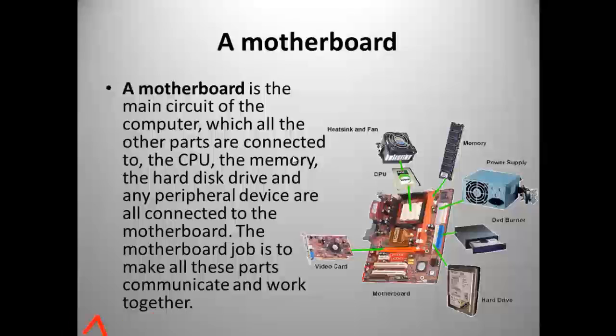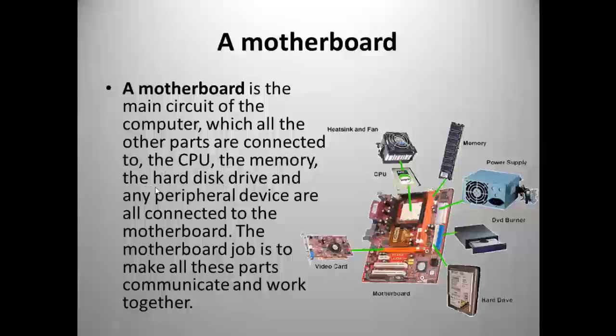Let's start with the motherboard, which is this guy over here. Yeah, this is like the biggest device inside your computer tower or your computer case. So what is the motherboard? The motherboard is the main circuit of the computer, which all the other parts are connected to. So all of these are connected to the motherboard. The CPU goes here, the video card goes here, the hard disk goes here, and so on.